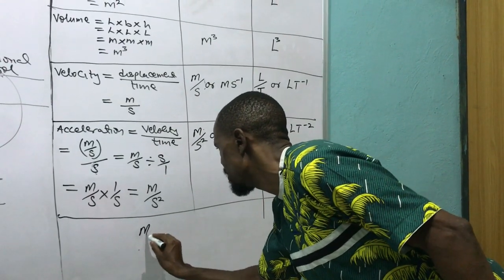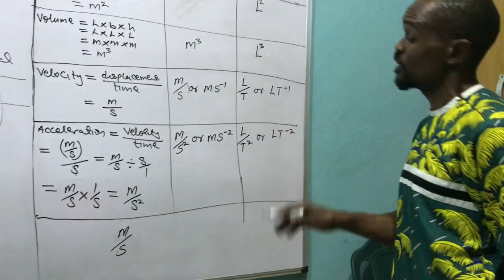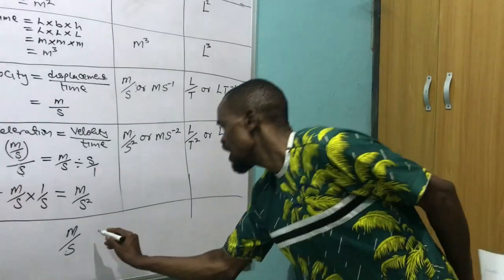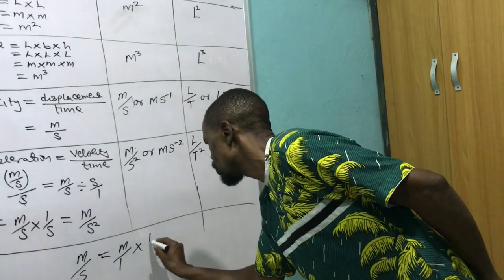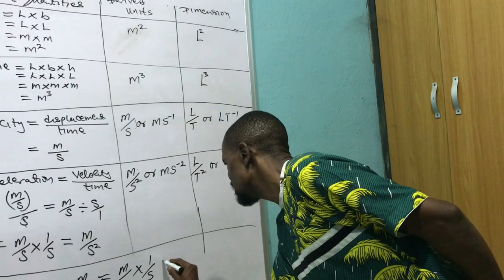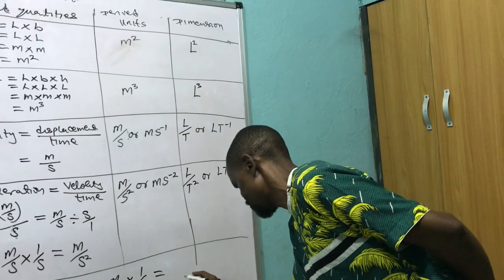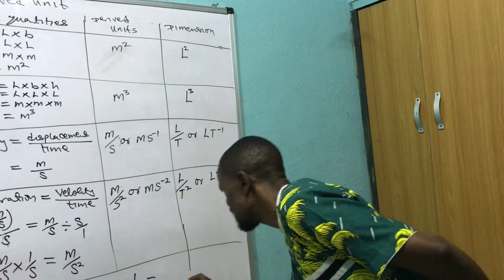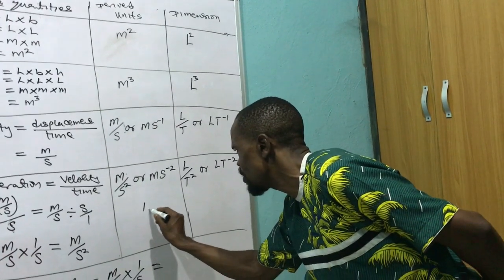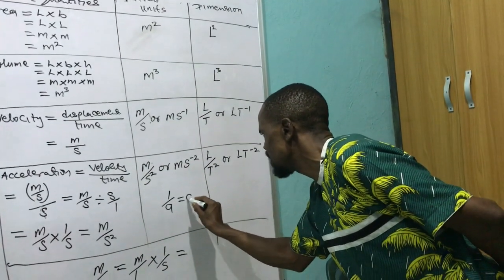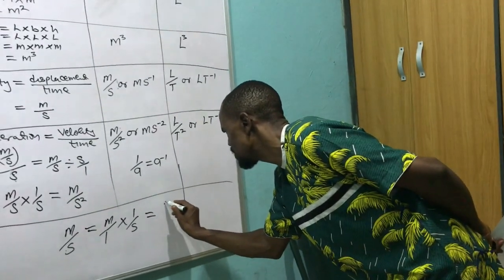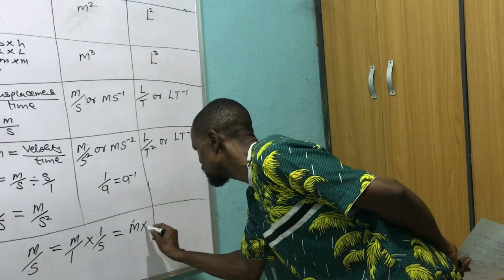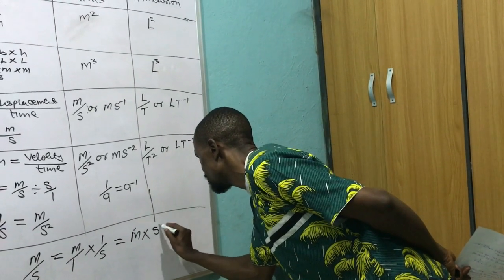If I have M over seconds, which is the unit of velocity, I can write this as M over 1 times 1 over seconds. You remember that in indices, if we have 1 over A, that is the same as A raised to the power minus 1. So this thing I write here can be written as M times seconds raised to the power minus 1.